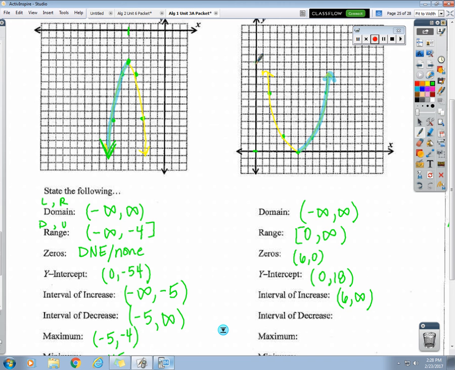Well, it decreases on the other side, so when did it start decreasing? Negative infinity, because even though it's going up, we don't care about up and down. We only care about x values, left and right, and this one's left. So negative, and then when did it quit decreasing? 6.